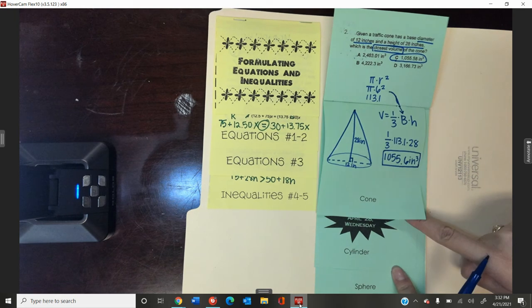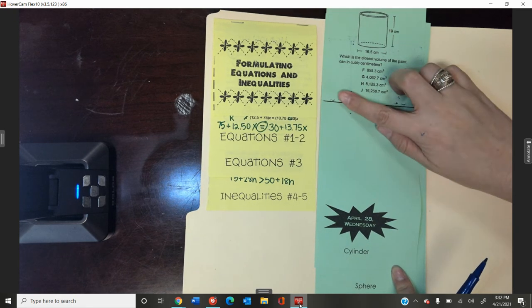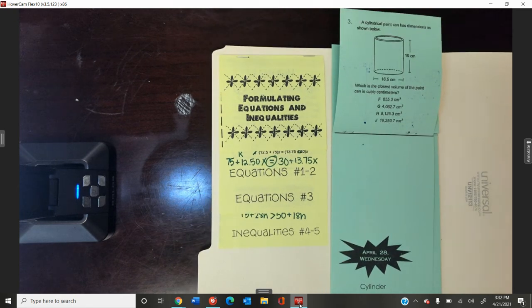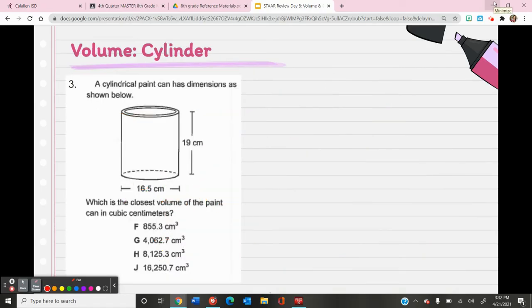So next we're going to go ahead and fold this up, and we're going to look at cylinders. So we're going to look at how to find the volume of a cylinder. So number 3, a cylindrical paint can has dimensions as shown below. What is the closest volume of the paint can in cubic centimeters? So my first step is to find the volume of my cylinder.